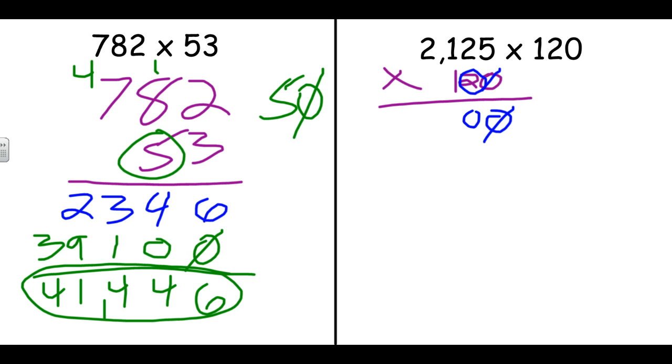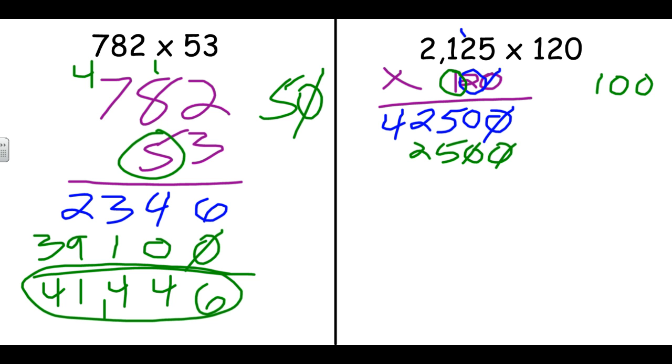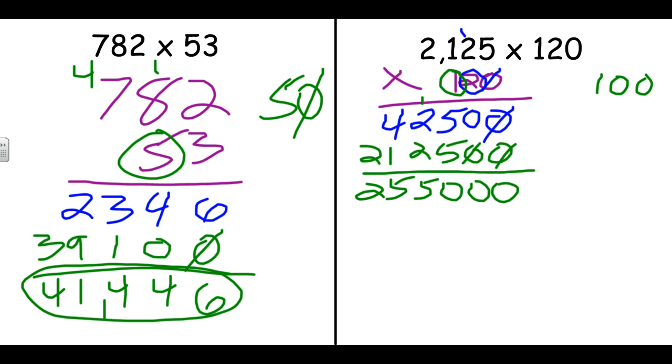2 times 5 is 10. 2 times 2 is 4, plus 1 is 5. 2 times 1 is 2, and 2 times 2 is 4. Now our 1 is actually a 100. So instead of adding just one placeholder 0, we're going to add 2 placeholder 0s. And then, of course, 1 times anything is just itself. 0, 0, 0, carry the 1. 5, 5, 2. We get 255,000.